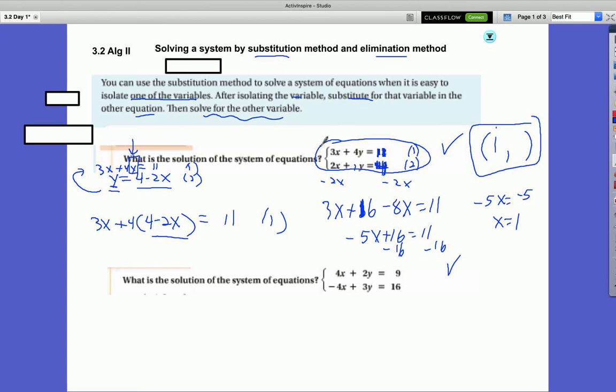I'm going to plug it into the first equation. So 3 times the x value, 1, plus 4y equals 11. Now I should be able to solve for the y variable. I'm going to subtract 3, 4y equals 8, y equals 2. That's the ordered pair that works in both equations. So that's the substitution method.